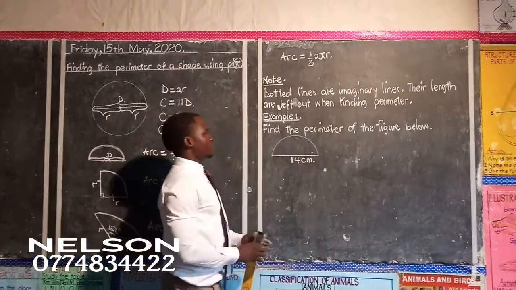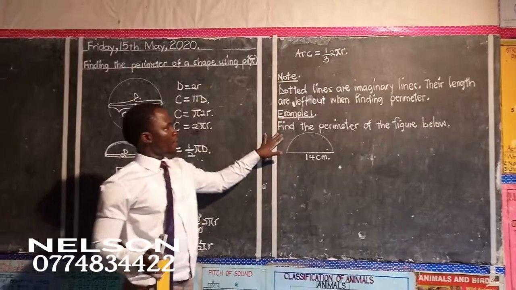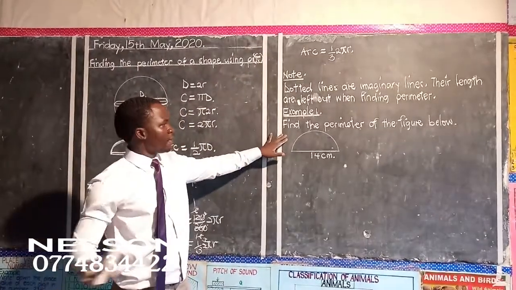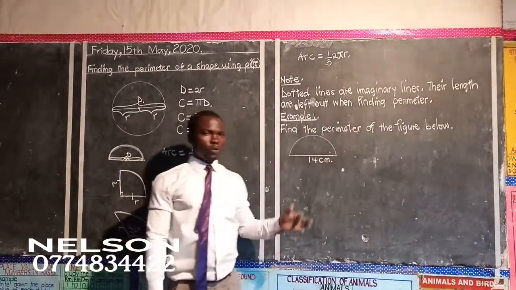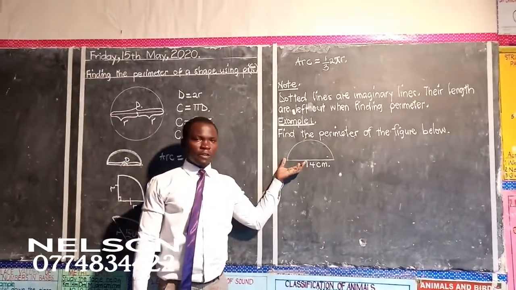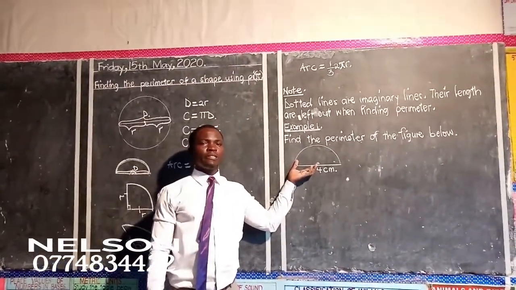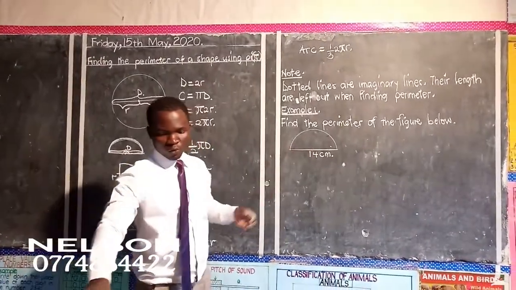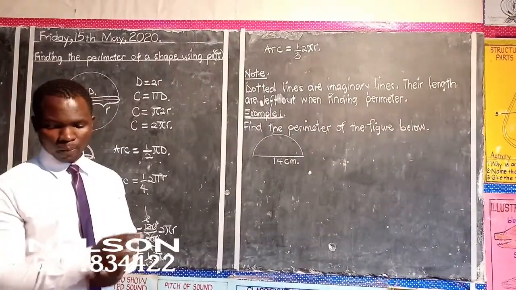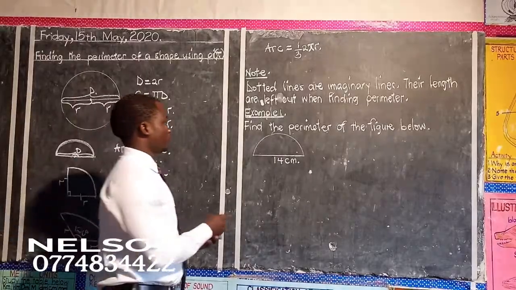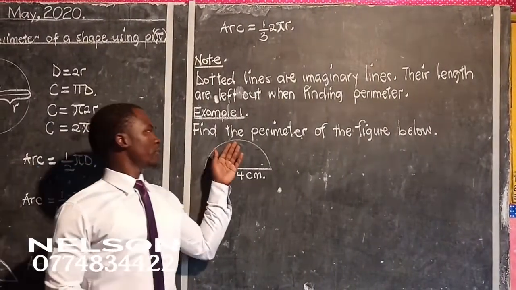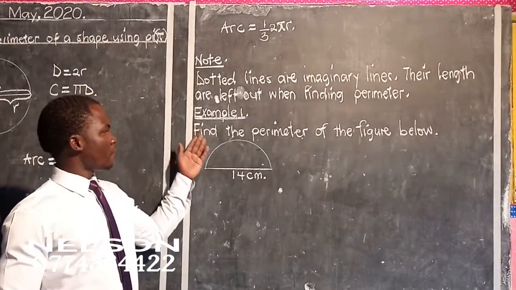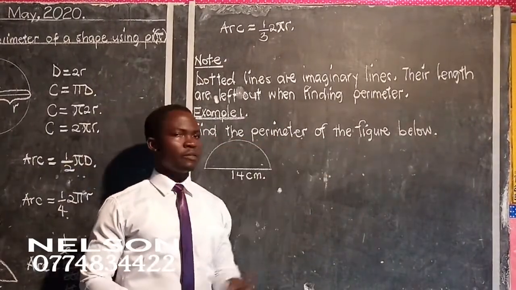So this is our example one. The question is, find the perimeter of the figure below. Which figure is this one? This is a semicircle. So, candidates, here is our first question. And the question is, find the perimeter of the figure below.